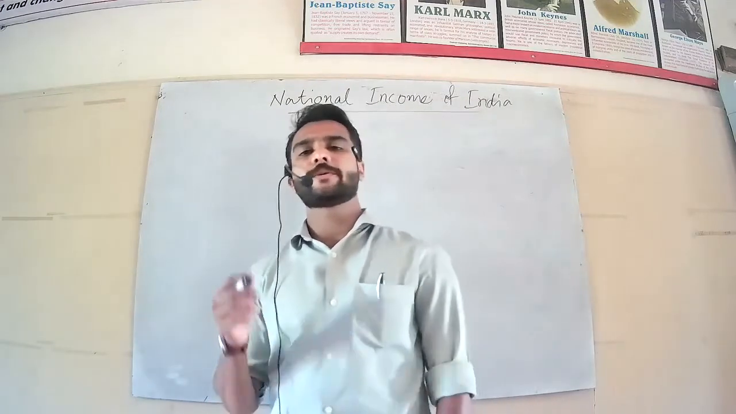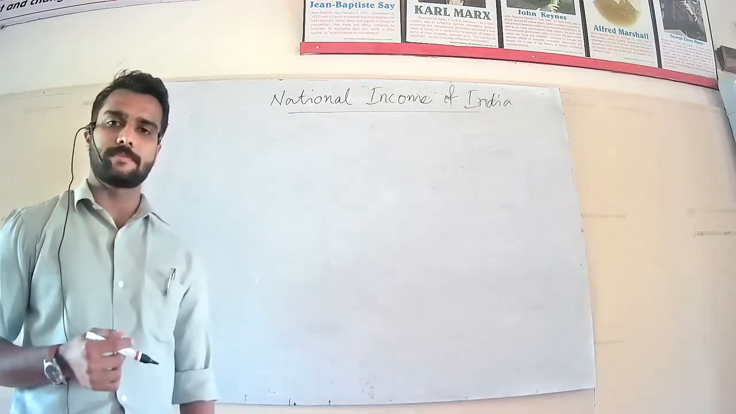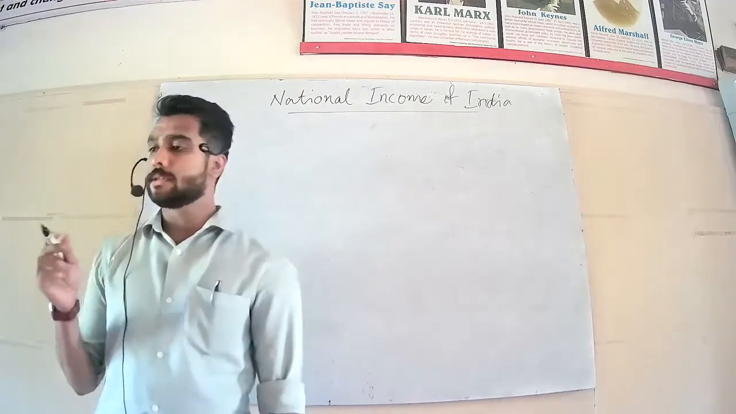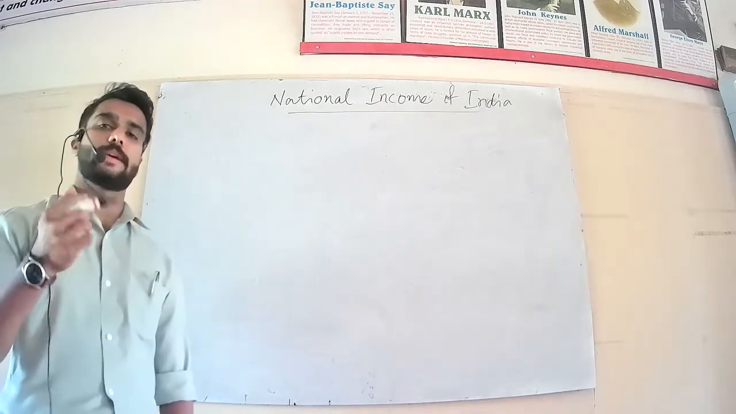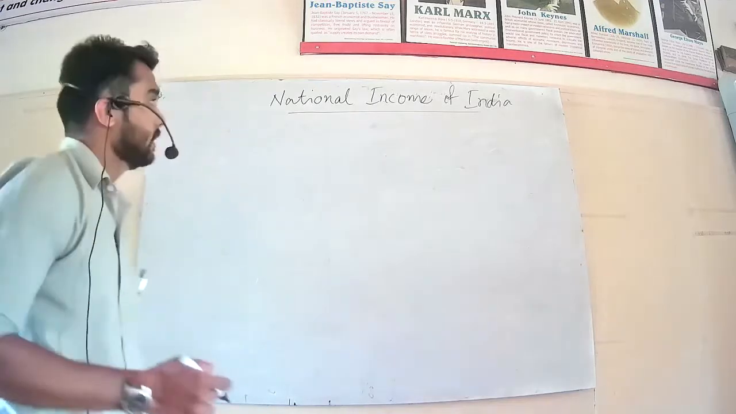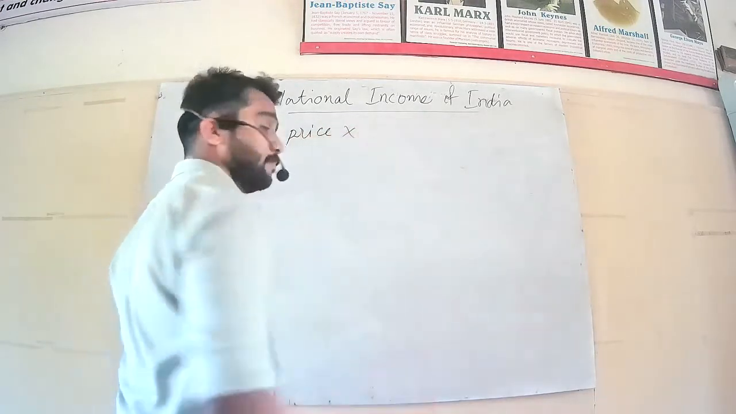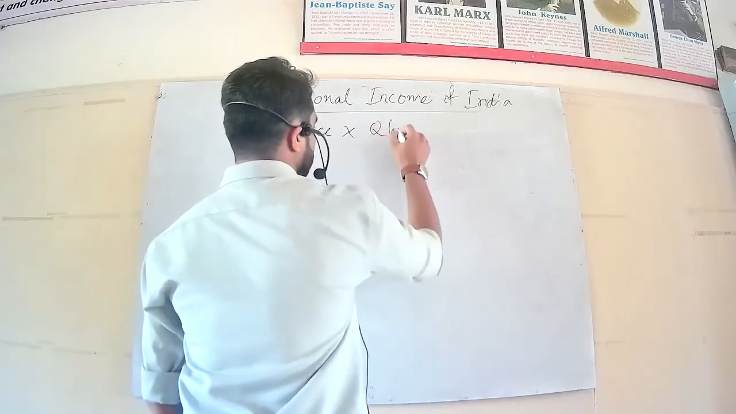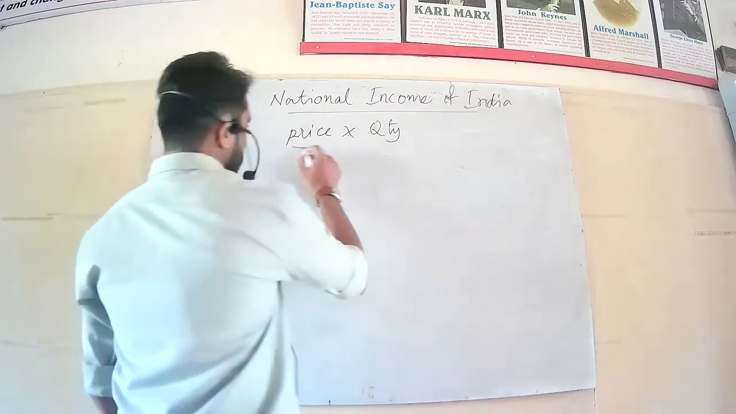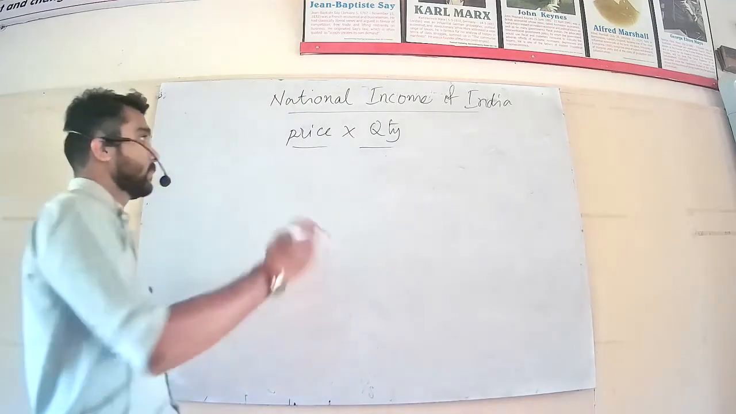Today we are going to study how to make adjustments while calculating national income, because making adjustments regarding the prices of commodities and services is very essential. As we know, the national income of a country is found by multiplying the prices of all goods and services with the quantity of that production. So these two variables are always changing. These two factors change from time to time.